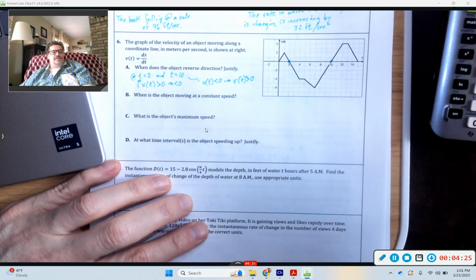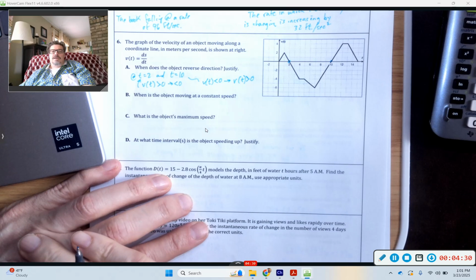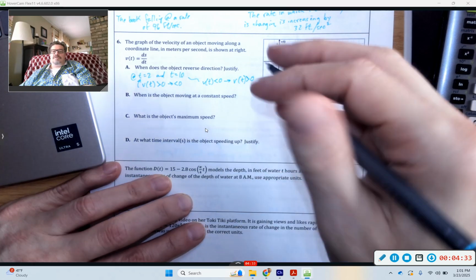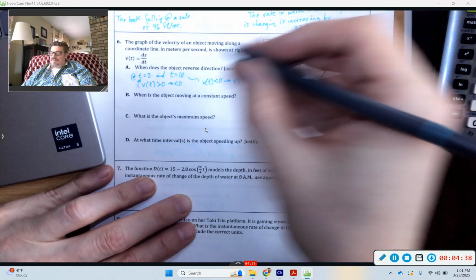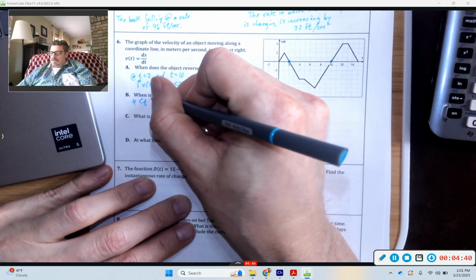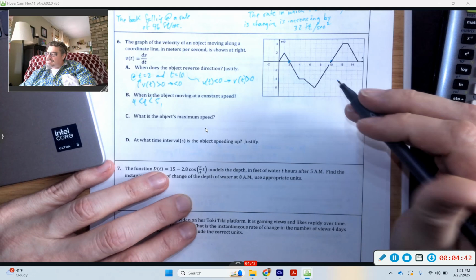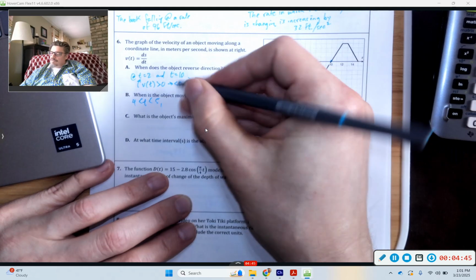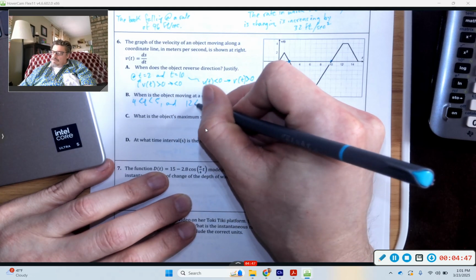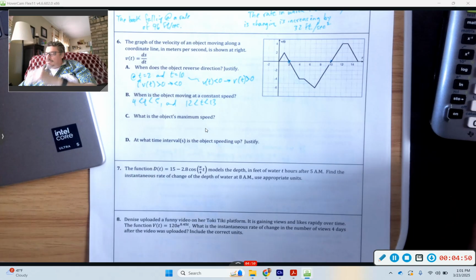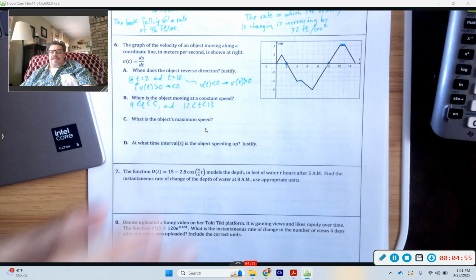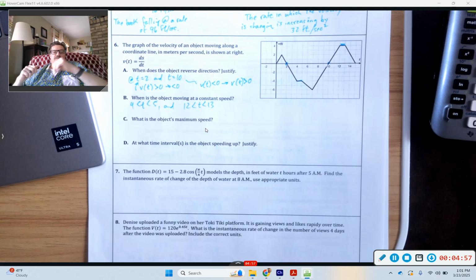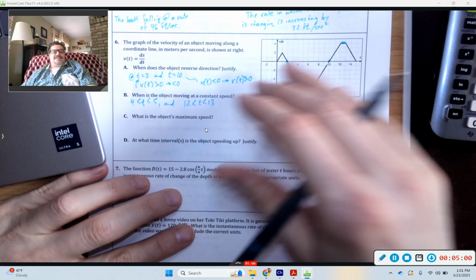Well, there we're going to look for flat lines where there's no slope on velocity. Okay, so we see it right here between 4 and 5. Okay, and we see it at 12 to 13. Okay, so those are the spots where we see that he's on cruise control.